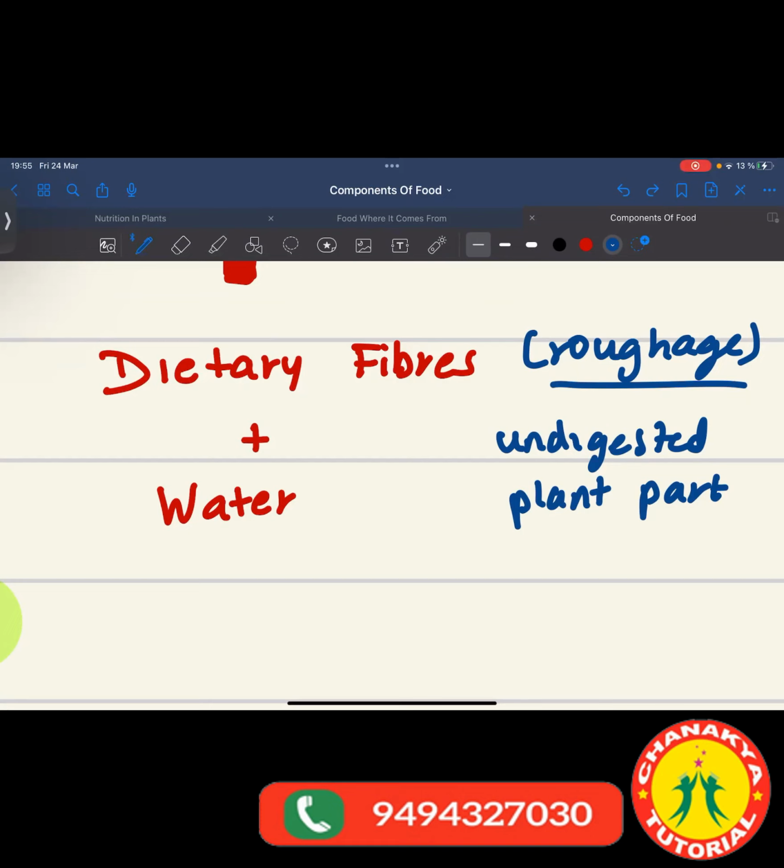So this roughage helps in proper digestion. Normally, if you ask your parents, "Ma, what is the fruit I should consume for digestion?" they'll say banana only, because banana is the richest source of roughage.